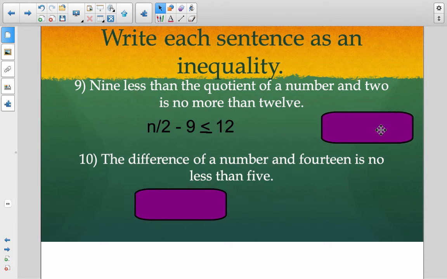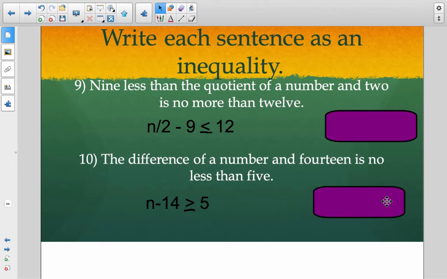Number 9, n divided by 2 minus 9 is less than or equal to 12. And number 10, n minus 14 is greater than or equal to 5.